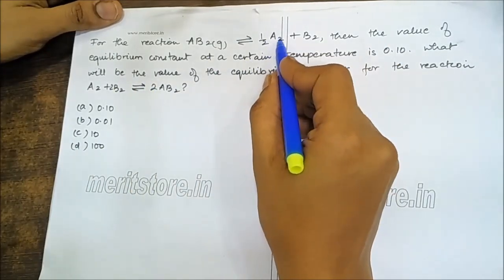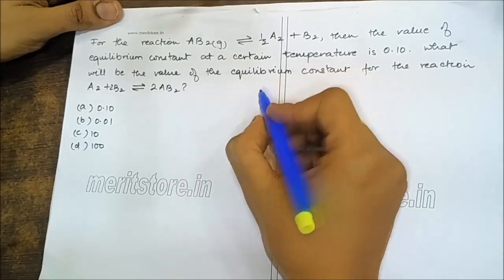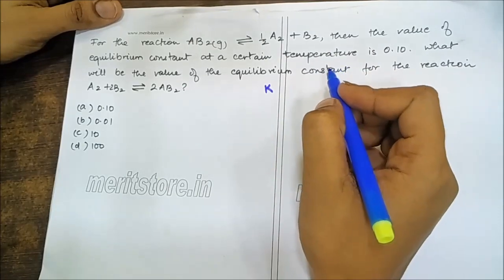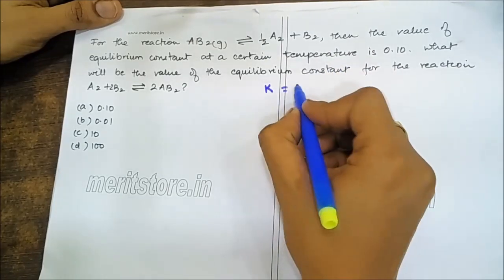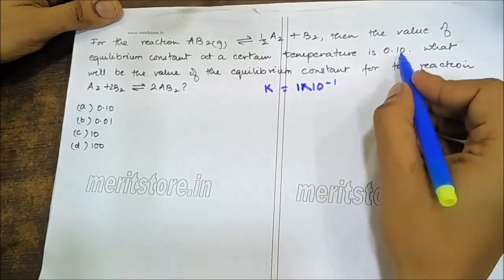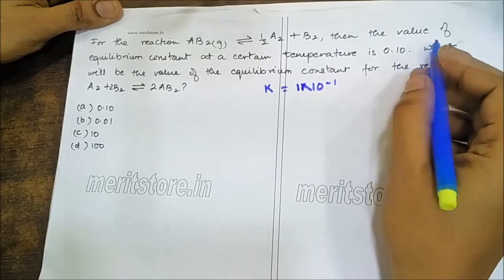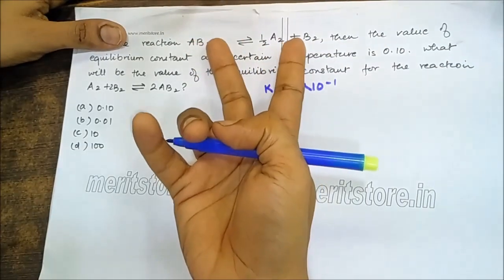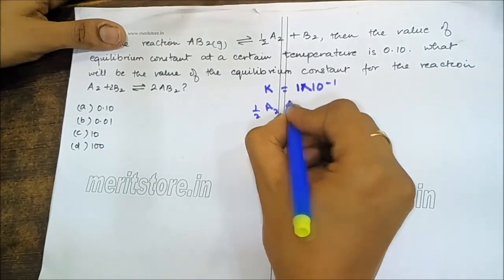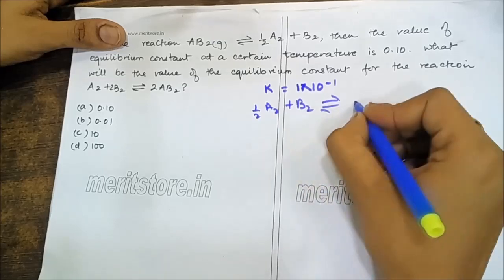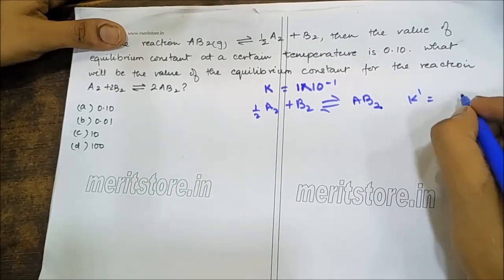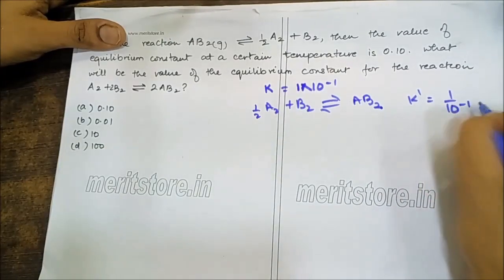Now this reaction, we are going to try and make it to this reaction stepwise. First, I'm just reversing. The equilibrium constant is given as 1 into 10 raised to minus 1. Now if I just reverse this reaction, what would it become? It would become half A2 plus B2 reversibly getting converted to AB2, and for this your K dash will become 1 upon 10 raised to minus 1.